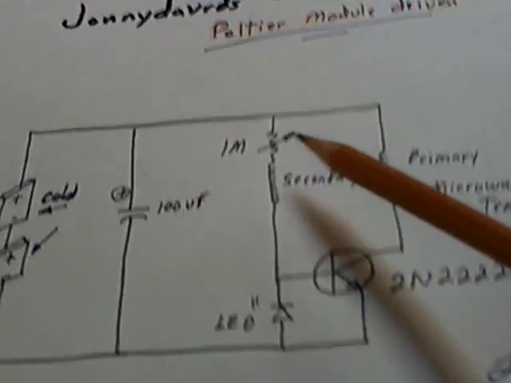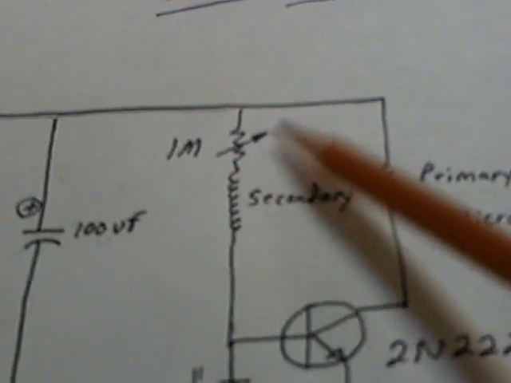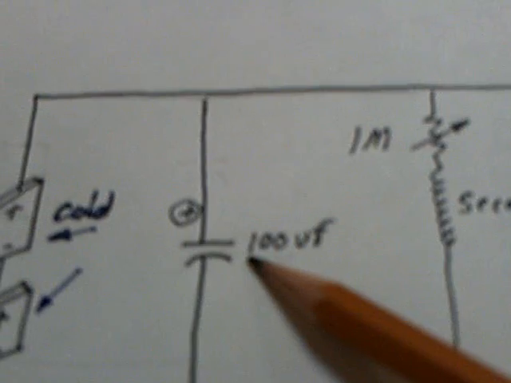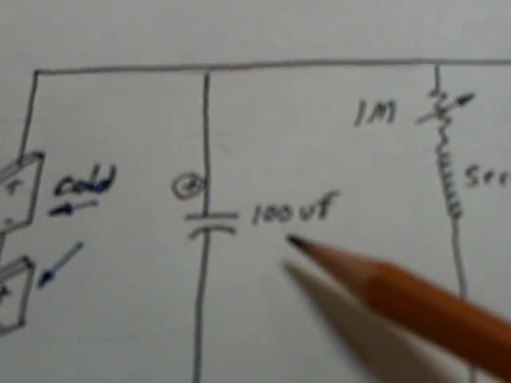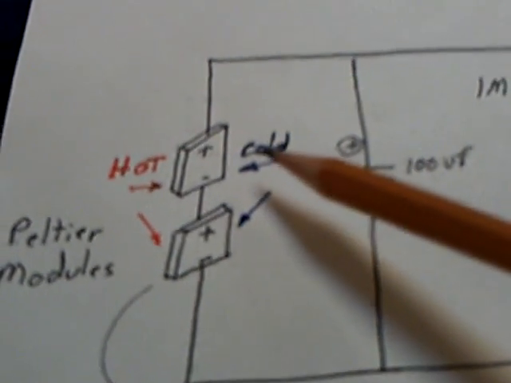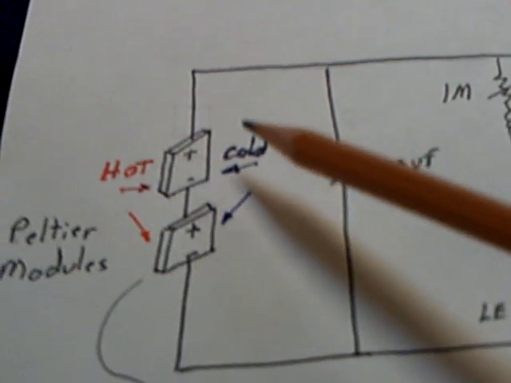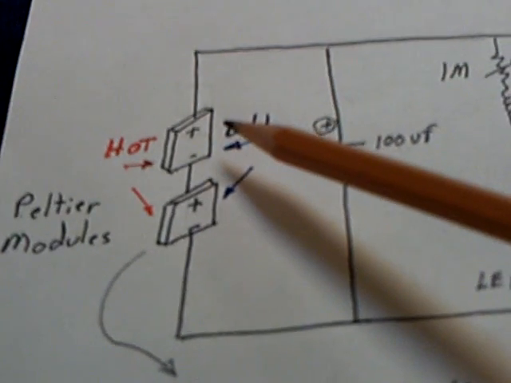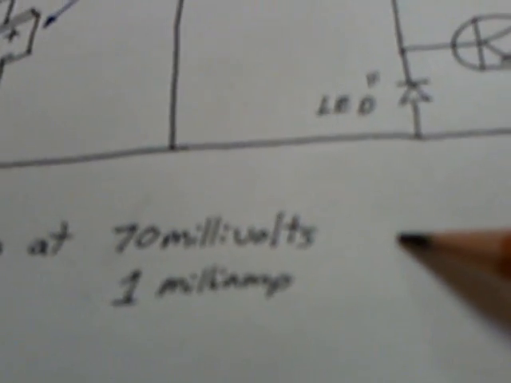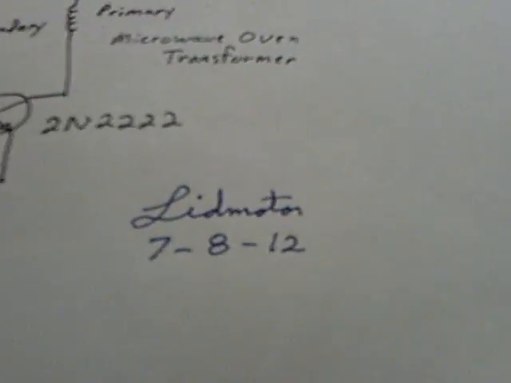I don't know. I am using a 1-meg pot here now, Johnny, instead of your 22K. And then I switched to a very small capacitor here. It's just 100 microfarad. And then these two Peltier modules in series. And I don't recall what they are rated at. I wish I could help you out there, but that is just what I had on hand. They're very old. But the circuit will fire up at about 70 millivolts and 1 milliamp. And this is the date today. It's the 8th of July, 2012.